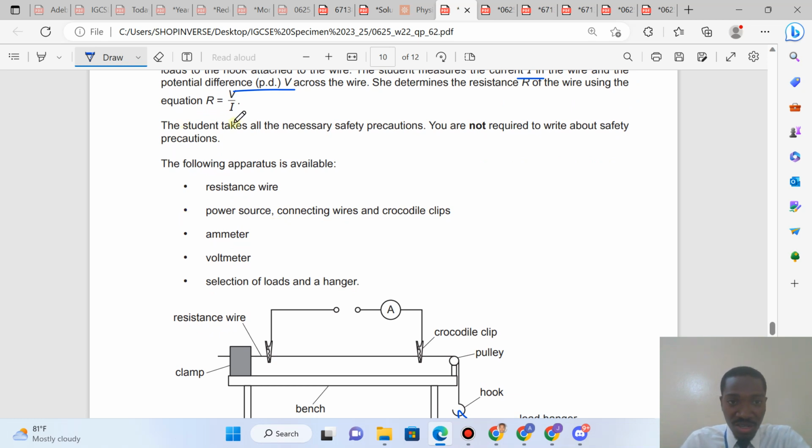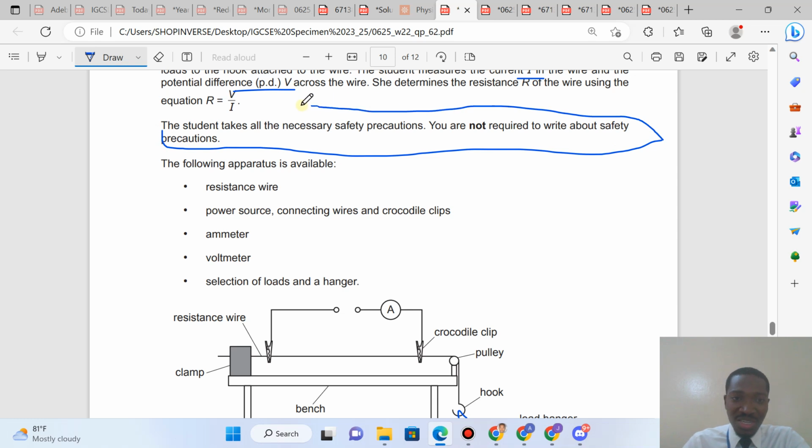Look at this. The student takes all necessary safety precautions. That means you are not required to write about safety precautions. If you write about safety precautions, you are wasting time that you can invest in answering other questions.